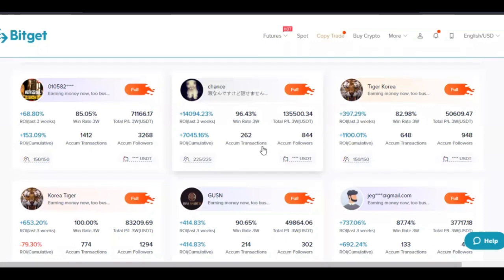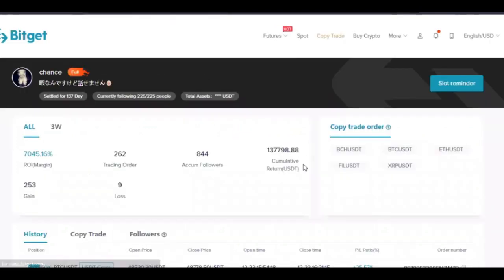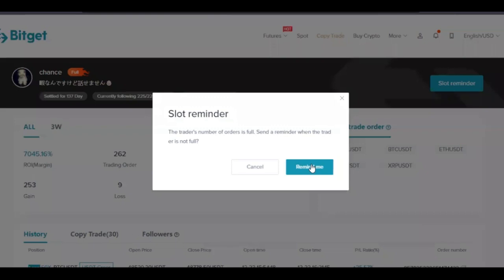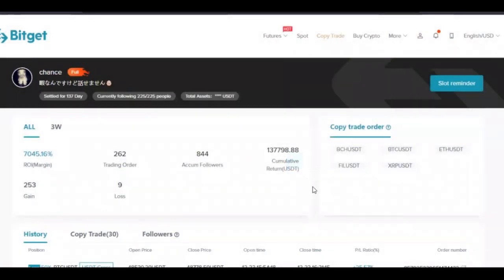So I've been following. For instance, if I want to copy this person now, all I need to do is go to the trading option, but I can no longer copy him because his space is filled up. But what I can do is click on his trade and click on his column here, and when I come in here, I can set a slot reminder. The essence of this slot reminder is for me to be reminded whenever there is a vacuum, whenever there is a space for me to copy this trader.